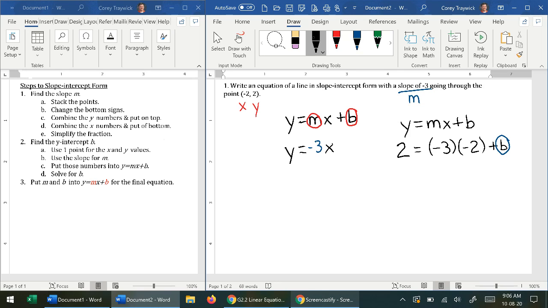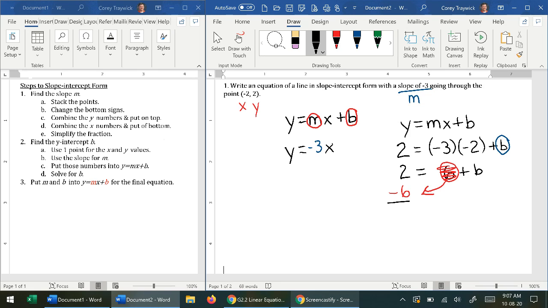That leaves us with the letter b, and we're going to isolate it, and that will tell us what value b is. So the first step we need to do on this equation is to multiply -3 and -2. 3 times 2 is 6, and when you multiply two negatives, that makes a positive. So now we have the equation 2 equals 6 plus b. Well, we still need to get b by itself, so we need to move the 6. It's a +6 on the right side of the equation, so if we move it to the left side of the equation, it will become -6.